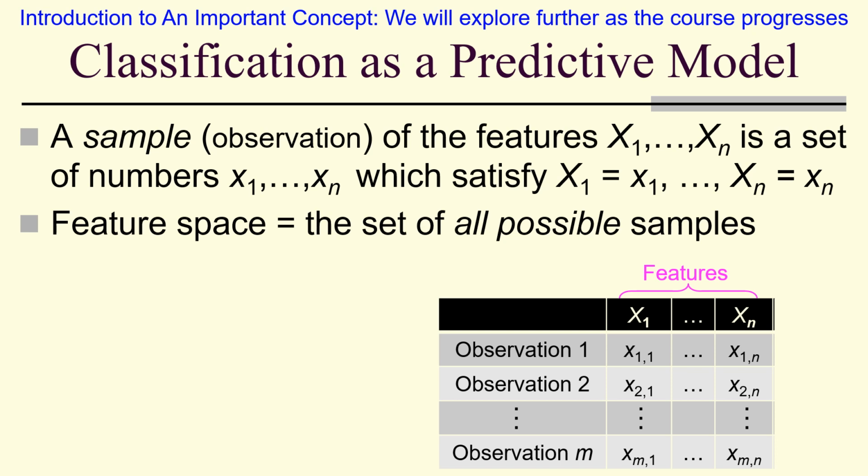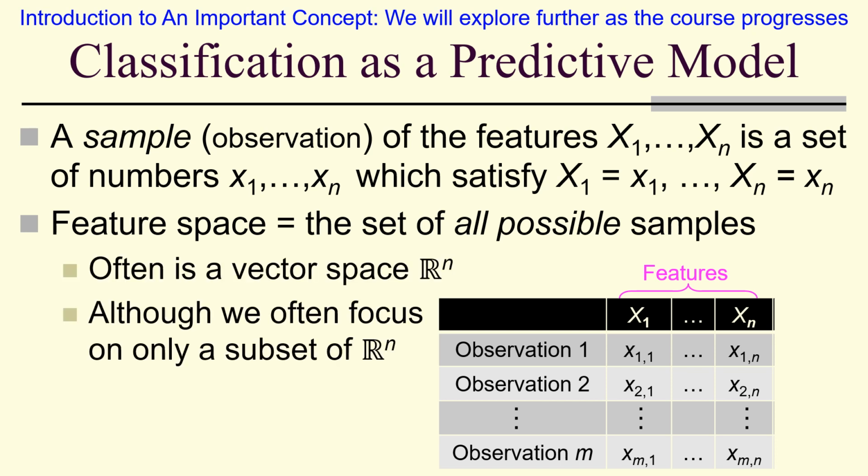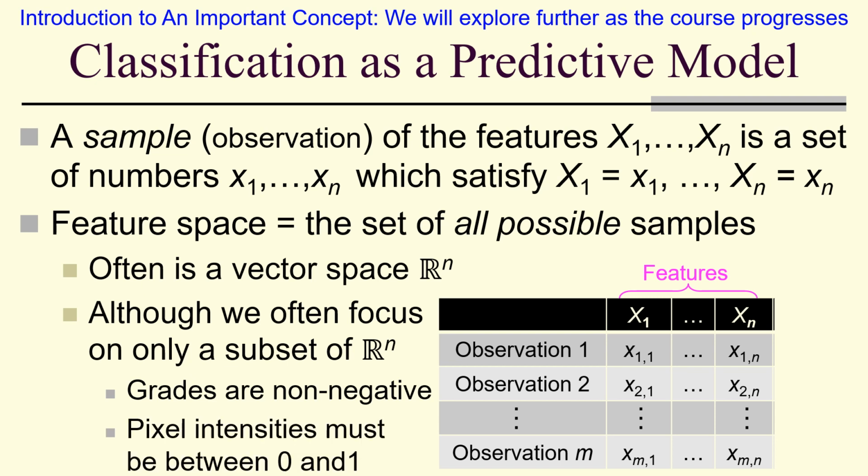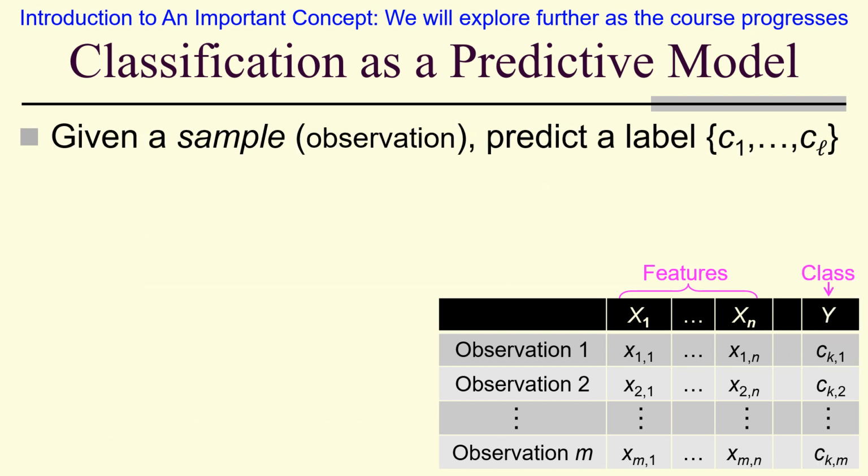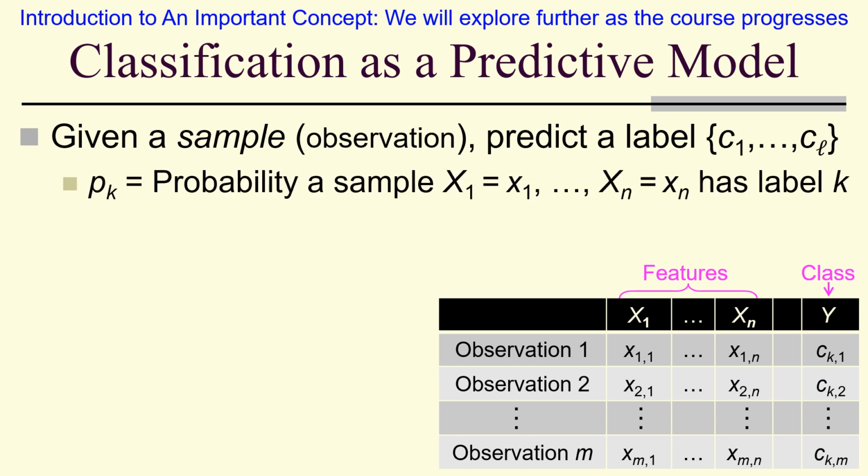And given that, we could ask, well, what is the set of all possible samples of the uppercase X1 to Xn, and that's what's known as a feature space. It's often a vector space, Rn, although we often focus on only a subset of Rn. Grades are non-negative, for example. Pixel intensities are between 0 and 1. But given a sample or an observation in our feature space, how could we predict a label for that observation, where the possible labels are C1 up to CL?